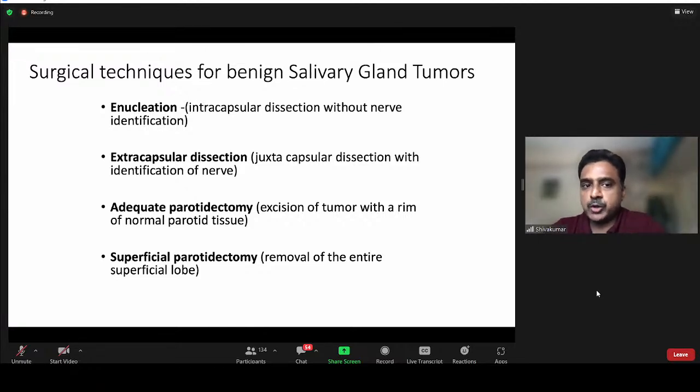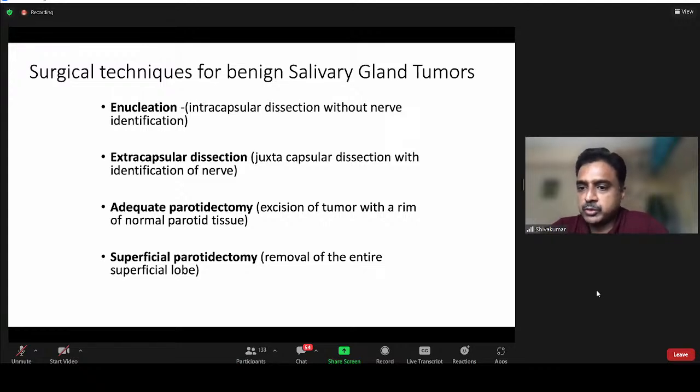So these are the various options: enucleation, extracapsular dissection, adequate parotidectomy, and superficial parotidectomy. This is essentially for low-grade or benign salivary gland lesions. I personally have not seen or done an enucleation or an extracapsular dissection. But there is a lot of literature that says these are safe, prevent recurrences, and so forth. So I'd like to know from the panelists when they would do what.